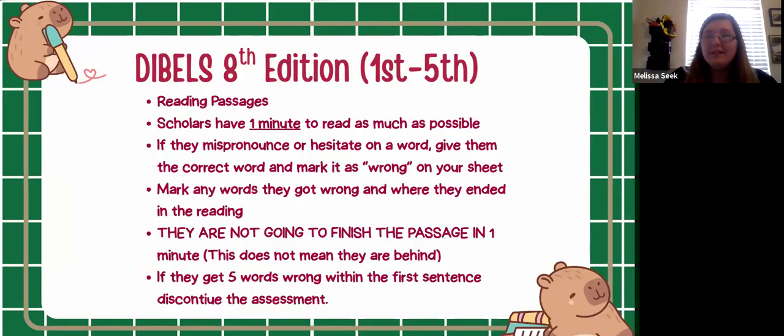So a quick breakdown. DIBELS is used by our 1st through 5th graders, and these are the reading passages. It is 1 minute. You, the tutor, would set a timer, and they have to read as much as possible in that minute. They're not going to finish the whole passage in a minute. If they do, then they are well exceeding where they're supposed to be grade-wise. They are well above it.